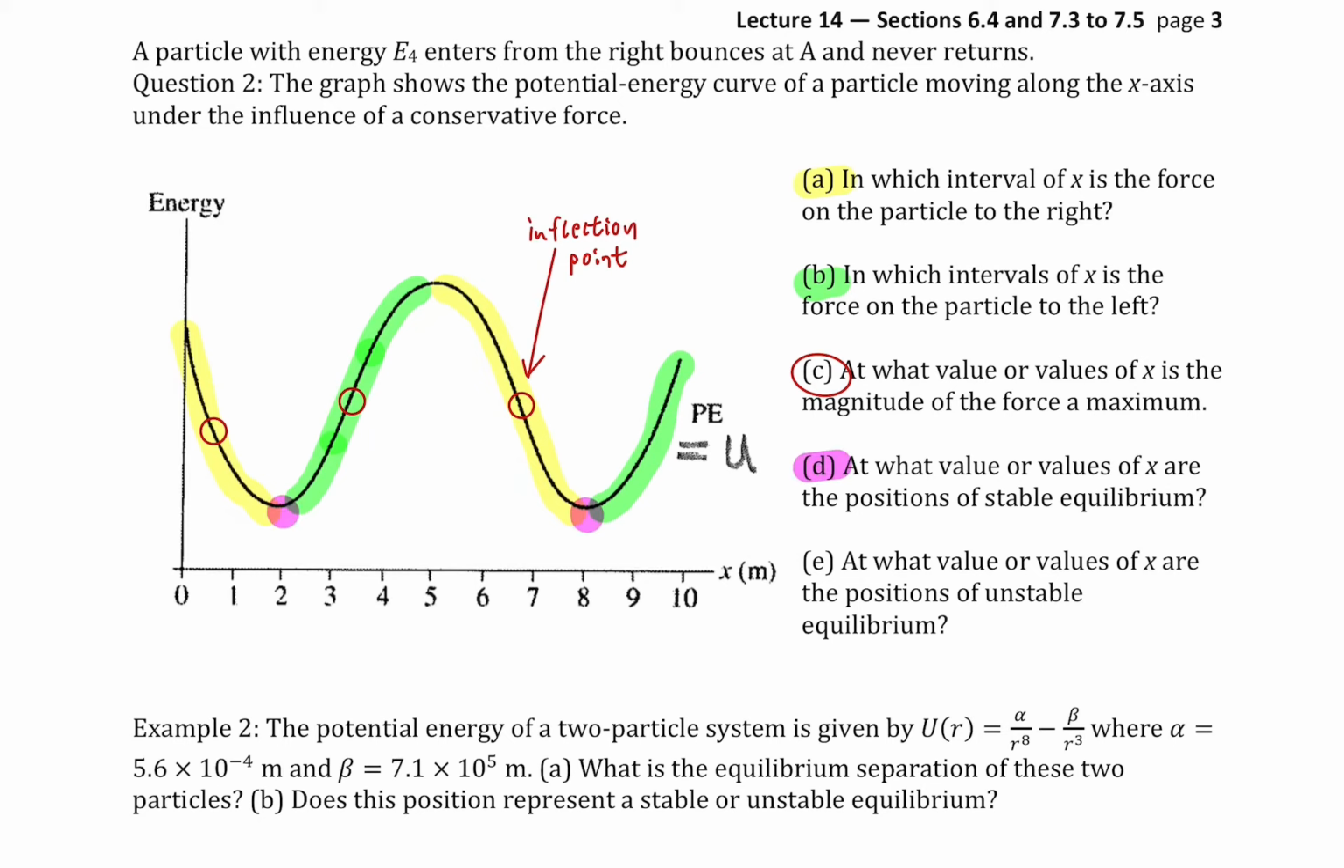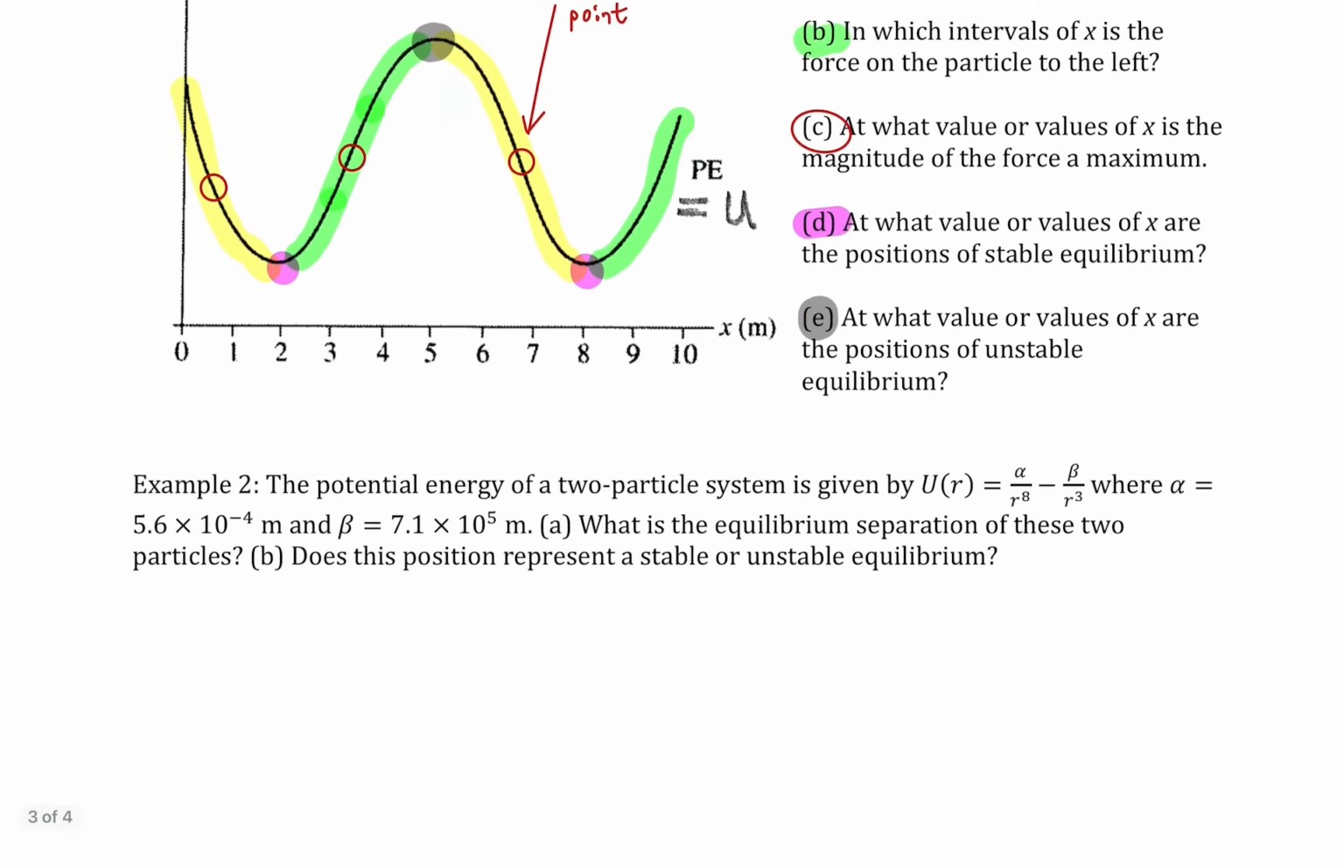And then at what value or values of x are the positions of unstable equilibrium? Okay, there's just the one, the gray one right here. It's the high point, the local maximum.